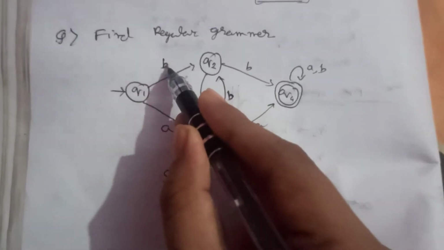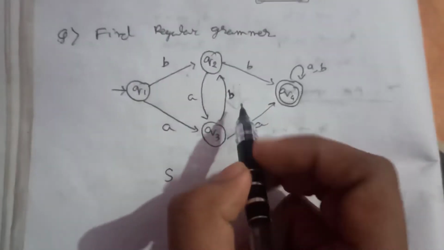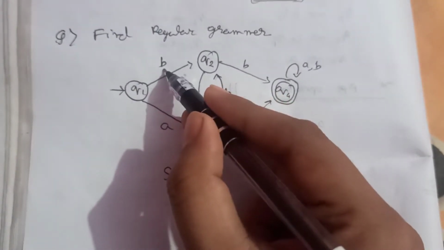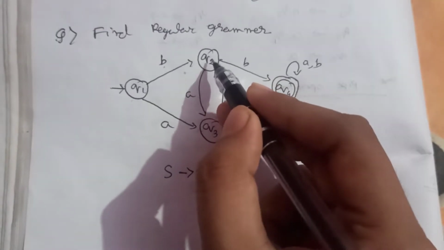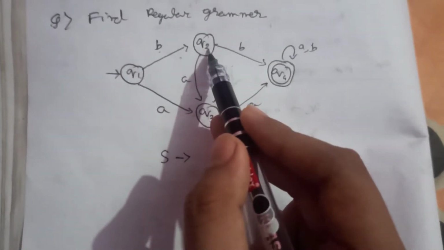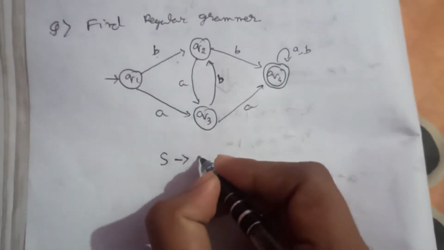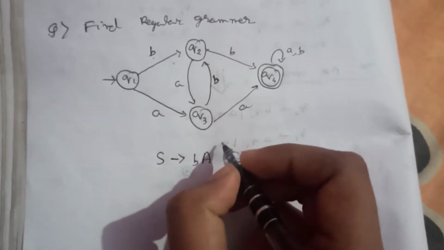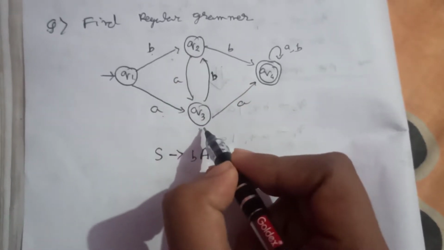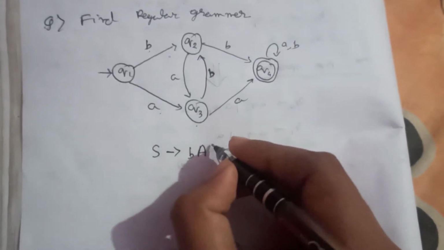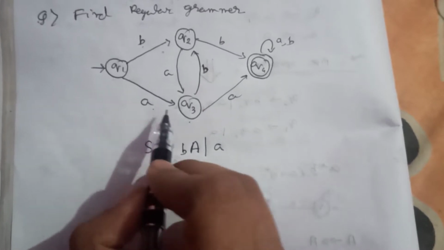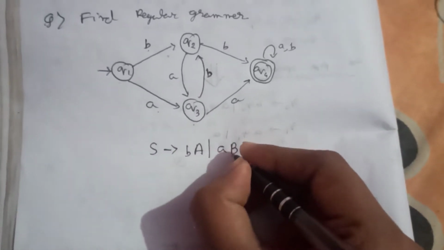So what are the inputs from Q1? That are A and B, and where they are going for each of them. From Q1 for input B, it is going to Q2. I will write this Q2 state as A. So for input B we are going to A, and for input A we are going to another different state, so I will write this next state as B. I will add these things with the pipe operator. So for input A from state S, it is going to state B. I will just write it here.